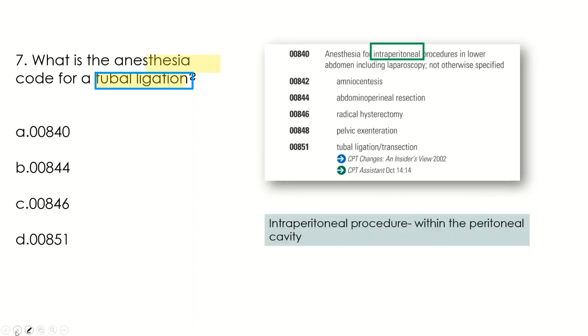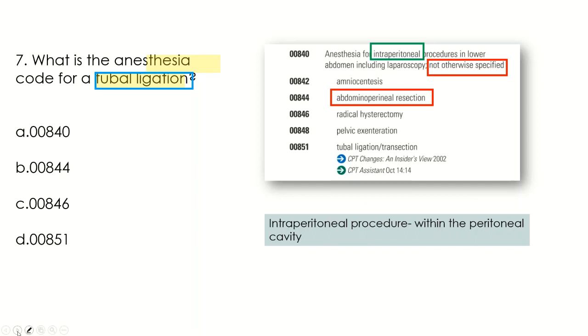Do we all know intraperitoneal procedure means it happens within the peritoneal cavity? That means basically the peritoneum is underneath your ribs, your abdominal area. Okay. So we will check out this not otherwise specified by looking at the other codes that we have.